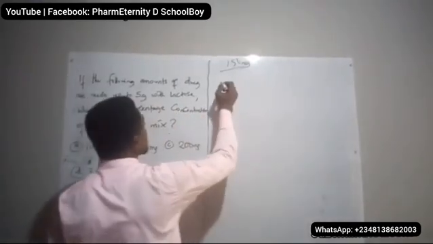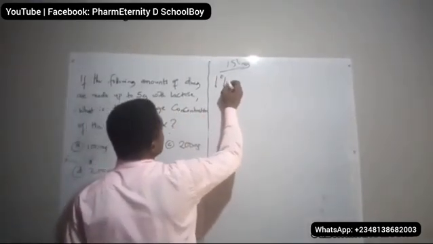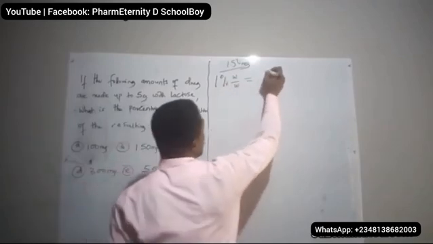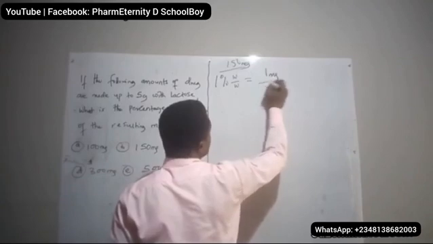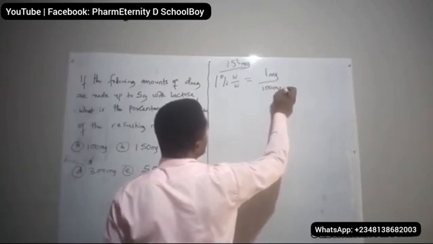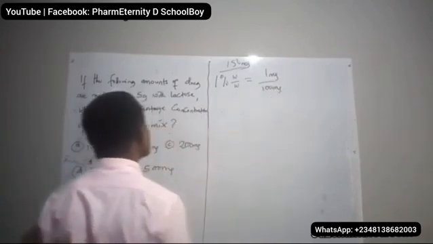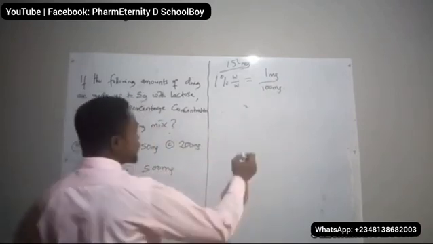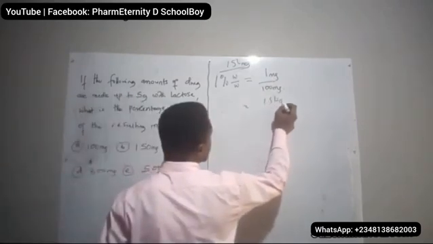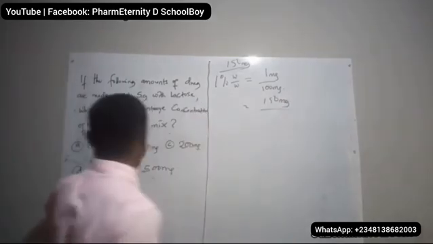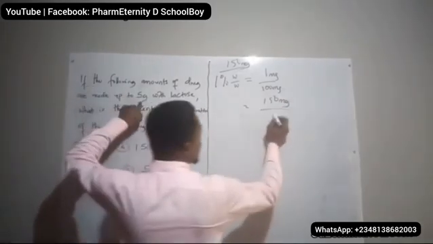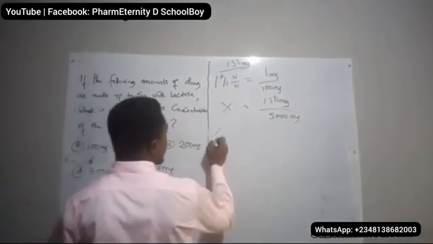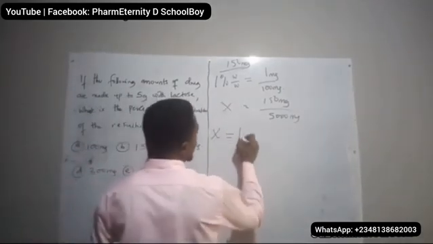So we have that 1% weight per weight is equal to 1 milligram over 100 milligram. If that is the case, we now have something like this. For 150, we have 150 milligram over 5,000 milligram, which is X.